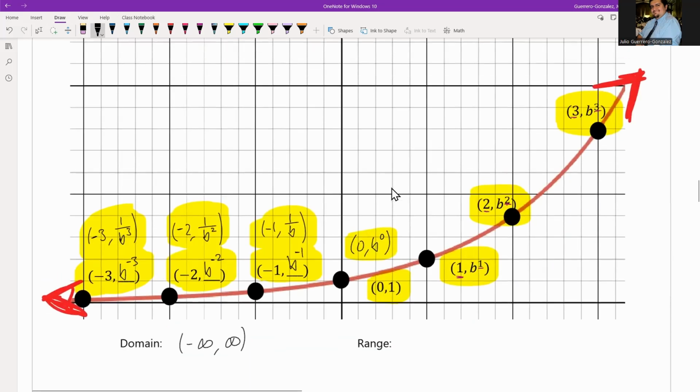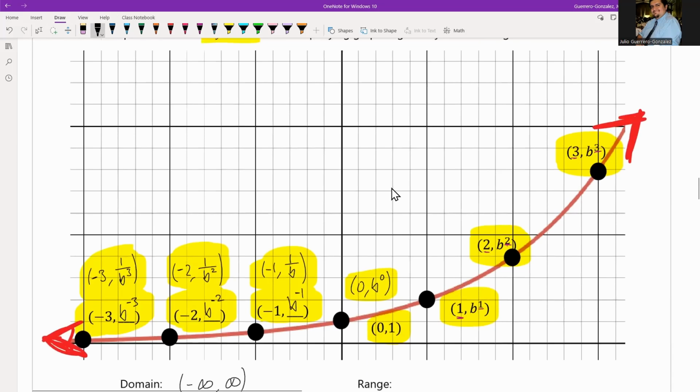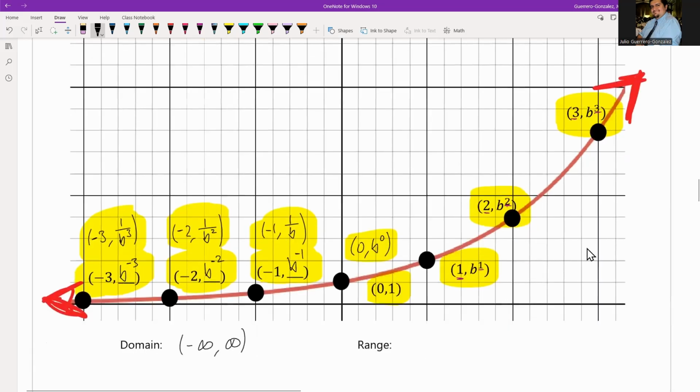So neither one of the restrictions, right? Neither one of our restrictions sort of kicks out any numbers. So our domain is -infinity to infinity. We can plug in whatever we want. Okay? Next, our range. So our y values.